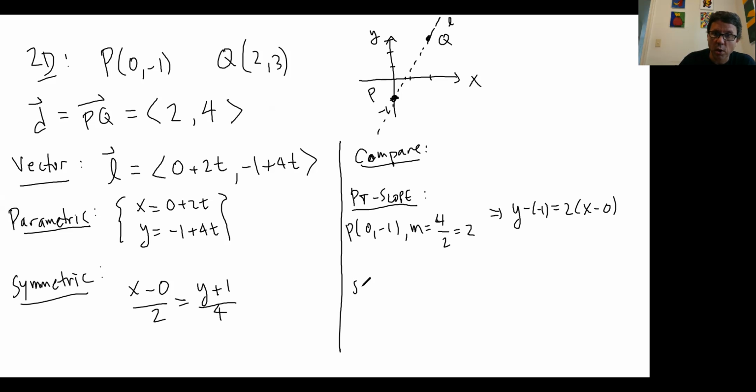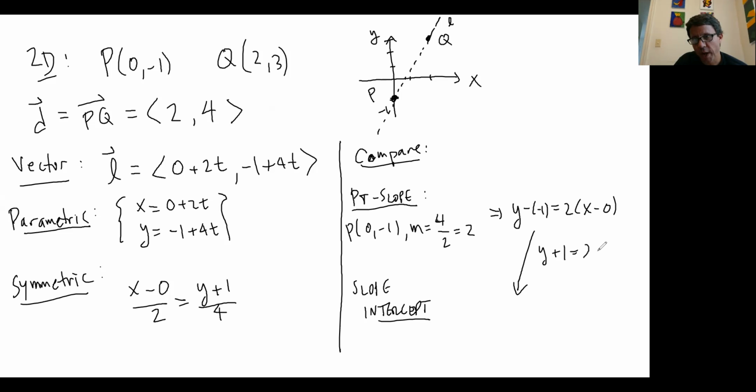The slope intercept form, well, we really can just take this guy and solve it out. So let's see, that's y plus 1 equals 2x. So we get y equals 2x minus 1. So 1, 2, 3, 4, 5 different versions of the line.